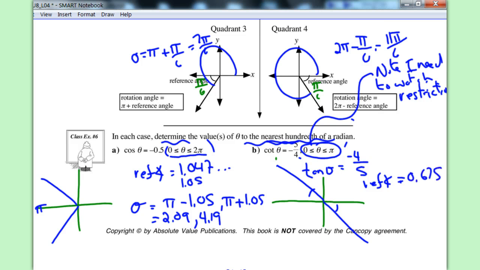So I put it in 2 quadrants, but hold on here. This one is actually irrelevant because my restriction says I'm only allowed to go up to pi. So I can't really be in this quadrant because this quadrant here is somewhere between 3 pi over 2 and 2 pi. So that's too far. I can only go in quadrant 2. Therefore, my only answer for theta is pi minus 0.675, which ends up being equal to 2.47. We need to be careful about rounding error, so I'll choose to round my answer at the end.